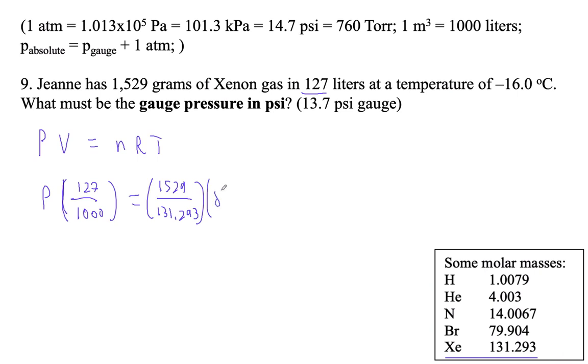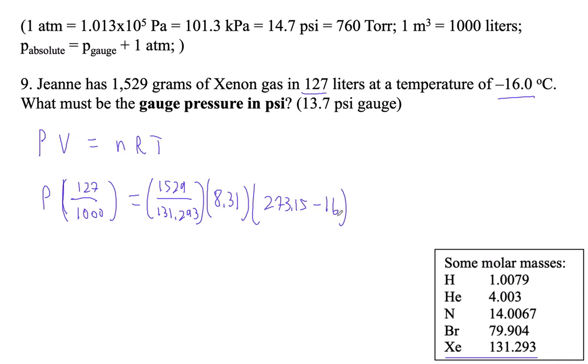R is 8.31. And then the temperature is minus 16 Celsius, so that's going to be 273.15 minus 16. Okay, let's solve this for pressure, and it's going to be in pascals. So I'm starting on that right side.